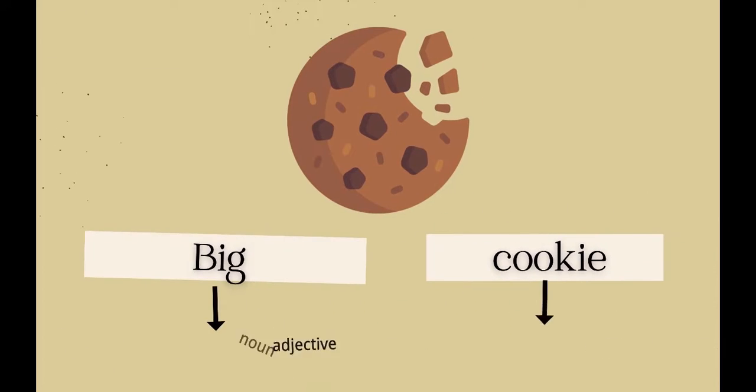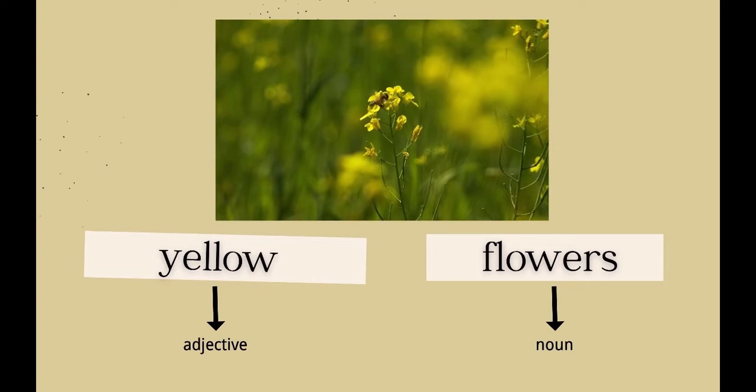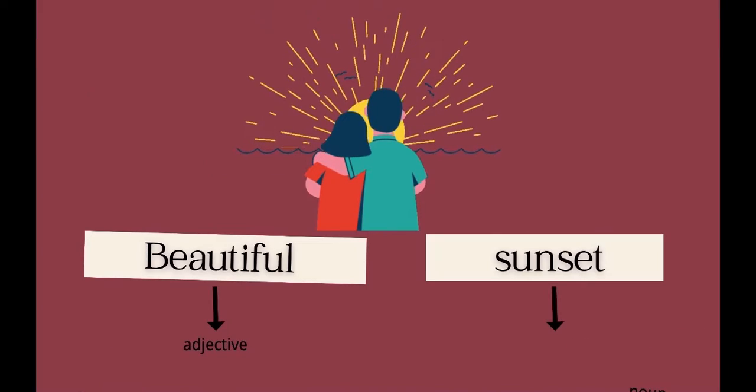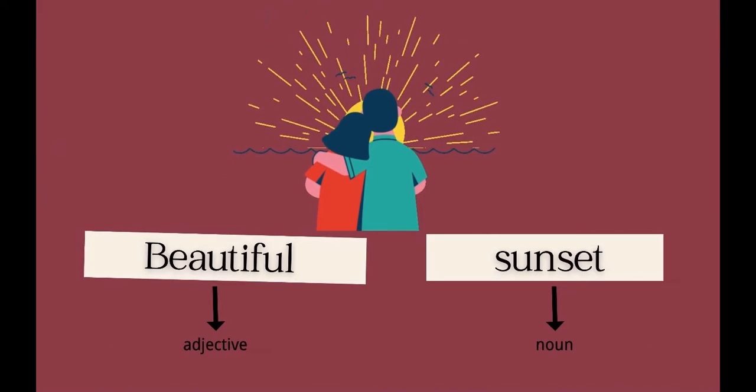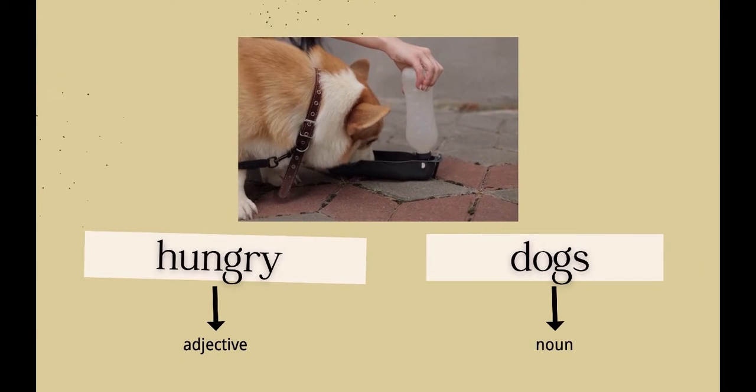For example, big cookie, yellow flowers, beautiful sunset, hungry dogs.